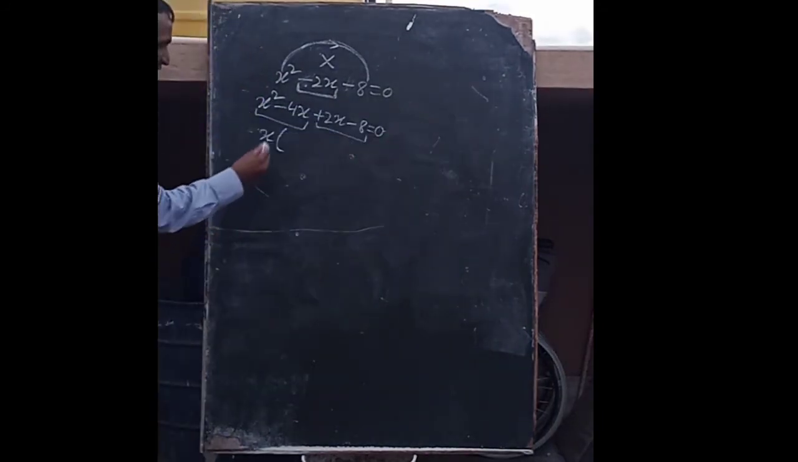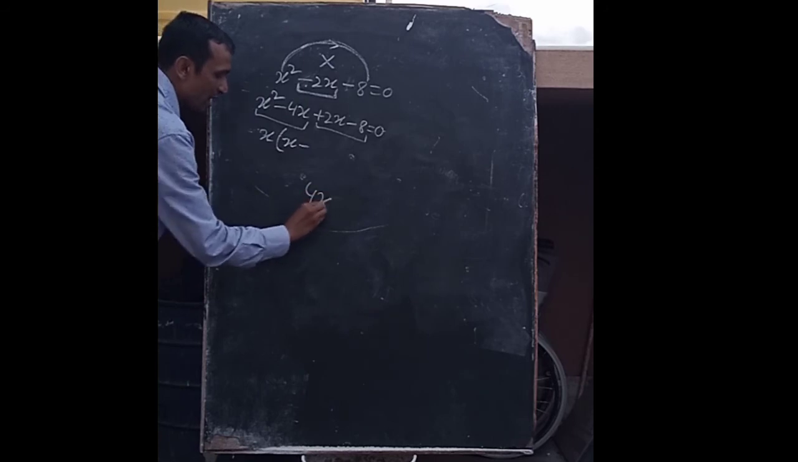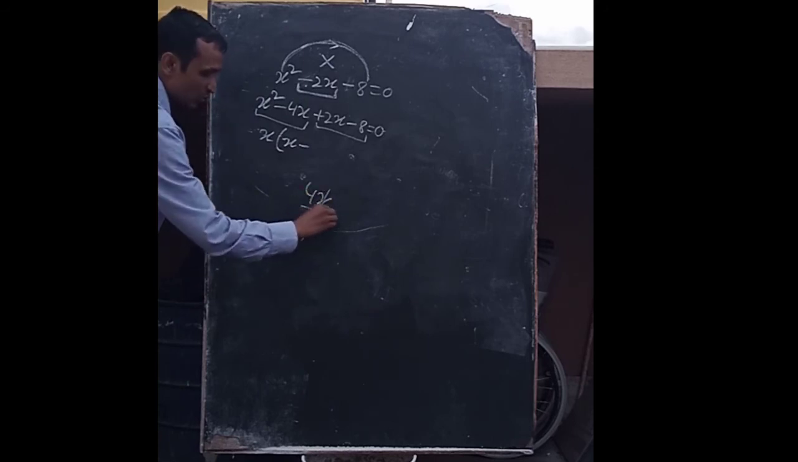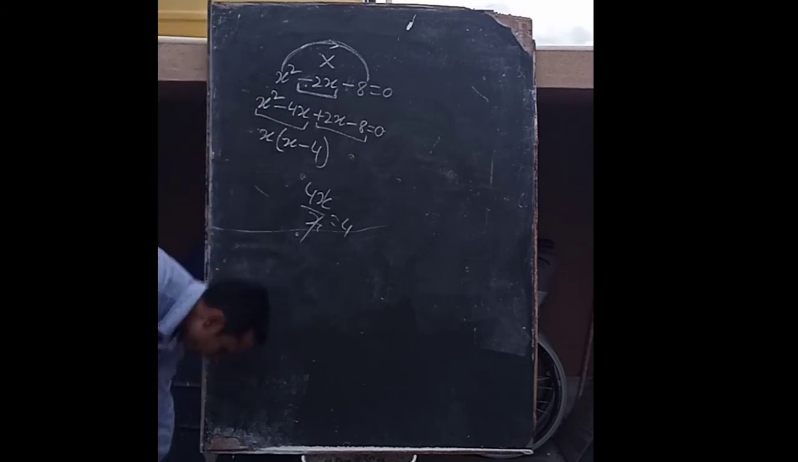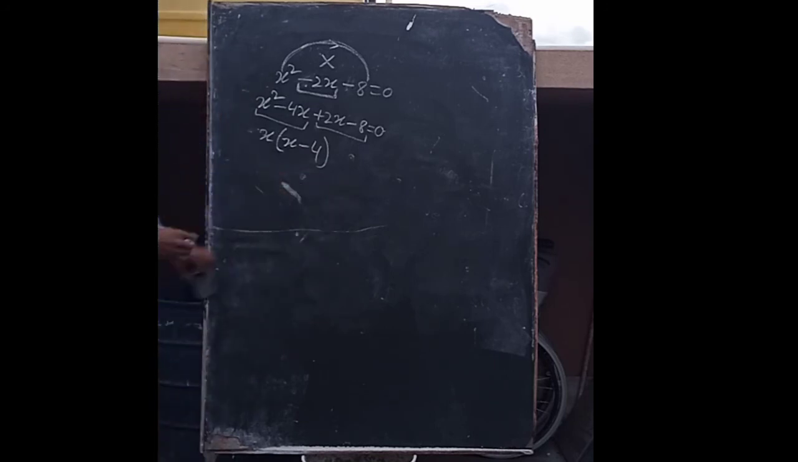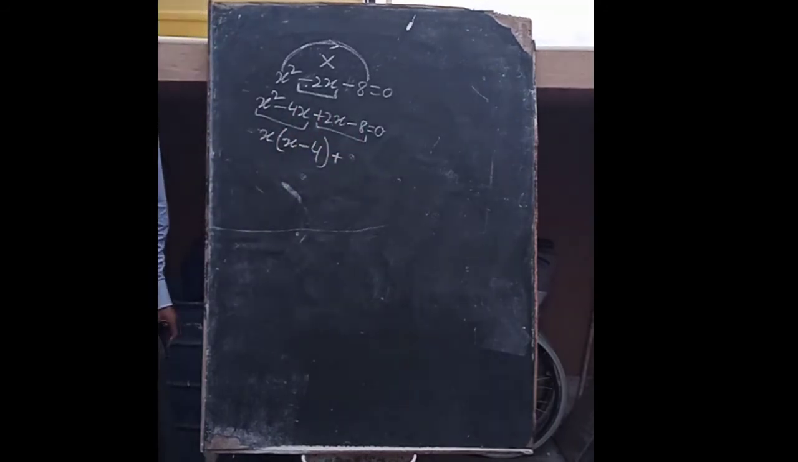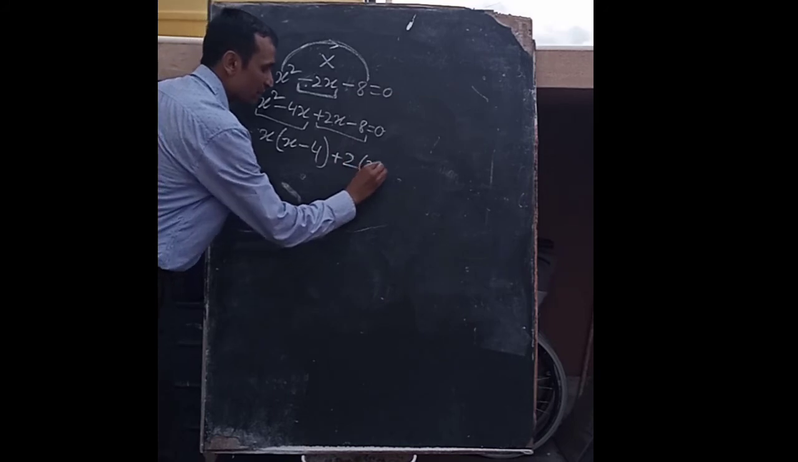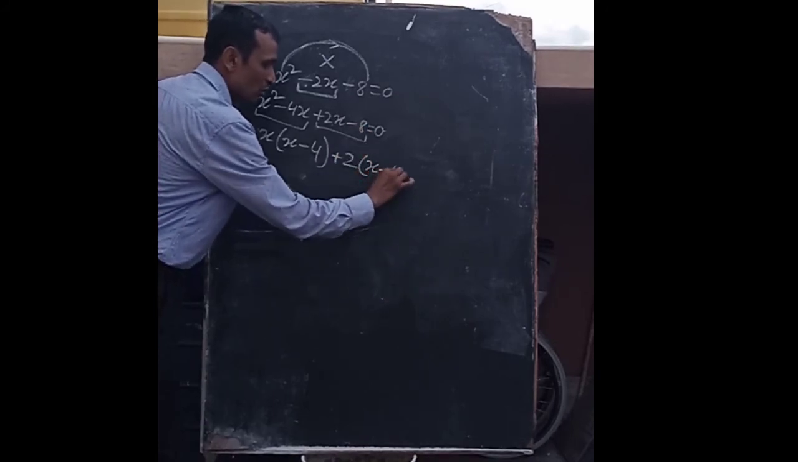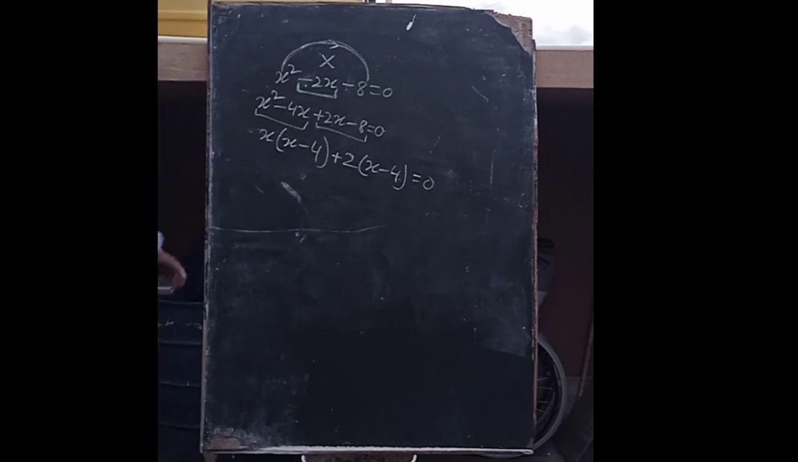So what I will write inside the bracket? X. Then what is the sign? Minus. 4x divided by x. X cancel. What remaining? 4. Okay. Next sign what? Plus. In that, common is the 2. What will come? Here x remaining. Minus 4 is equal to what? 0.